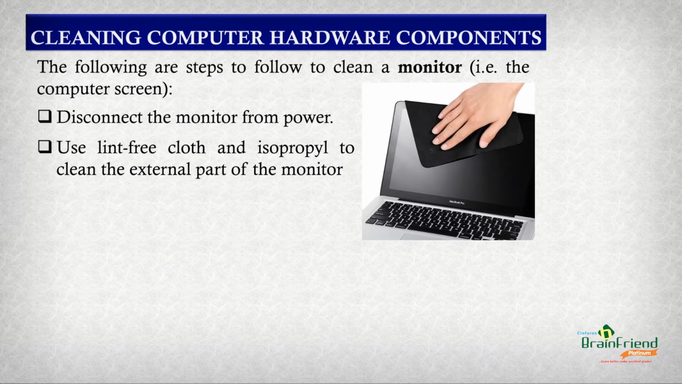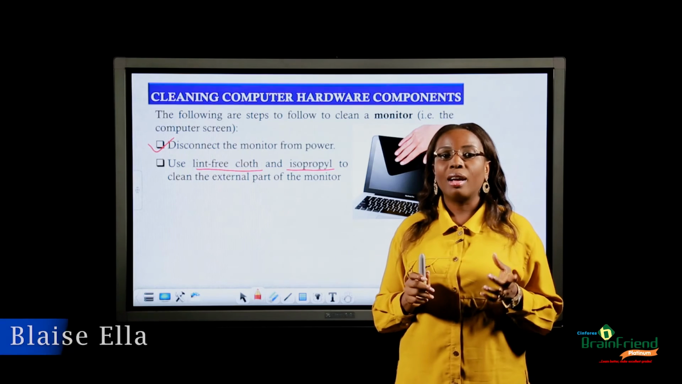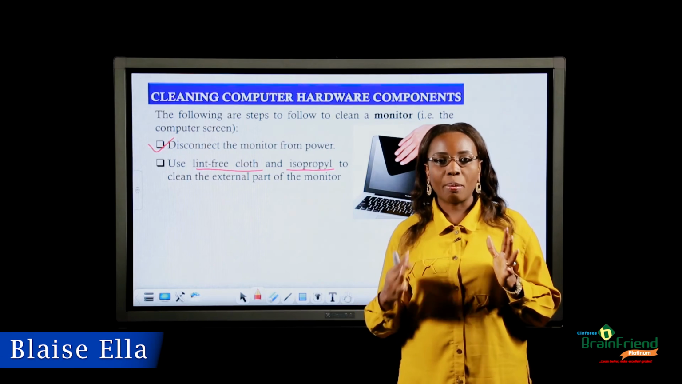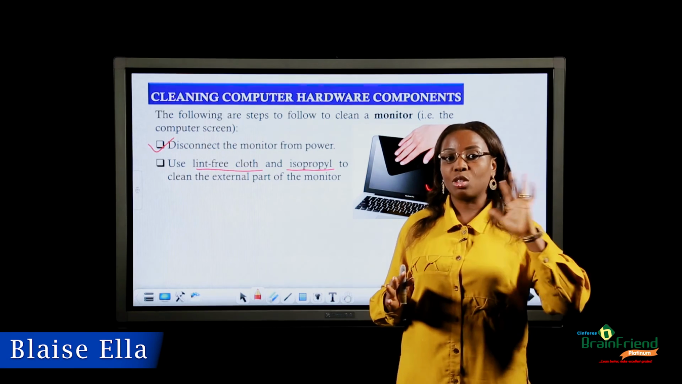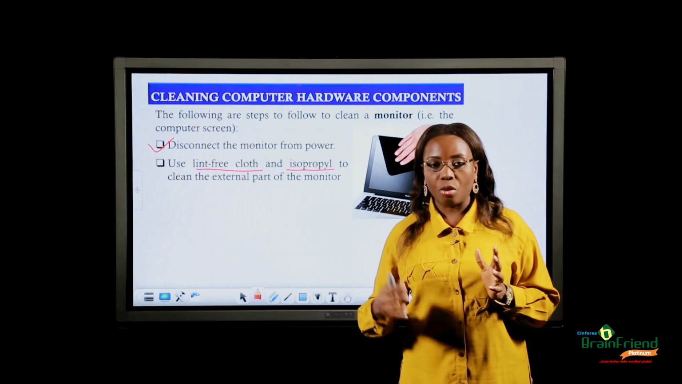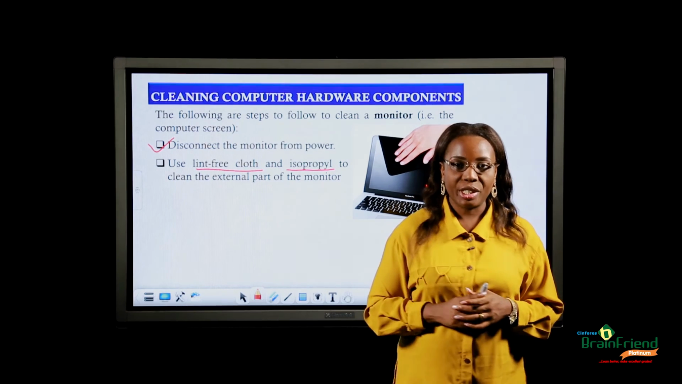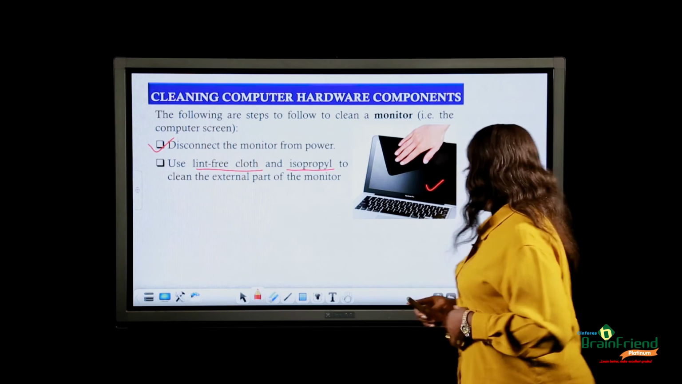For the monitor, you need to observe safety by disconnecting the monitor from power, and then use a lint-free cloth that is dampened with isopropyl alcohol to clean the external part of the monitor. Remember, try not to use the same cloth to clean the screen and the external part of the monitor, except you clean the screen first before the body of the monitor. Let's move on to the next computer hardware, which is the system unit.